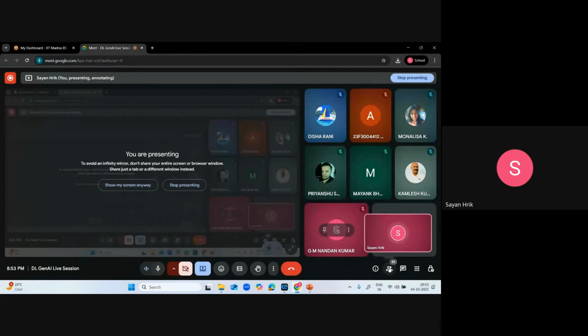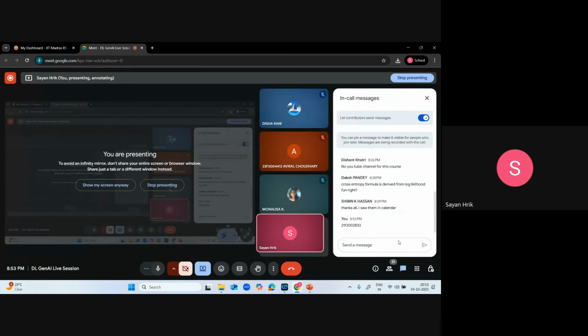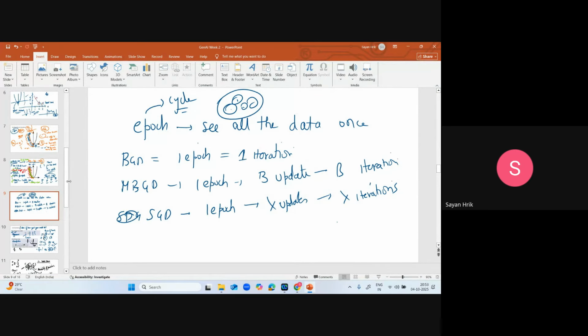So we have a little more to cover, so I'll be covering a little more as well. I was just saying that the gradient descent part is done. So we'll now cover the backprop one. Okay, so let's cover the next one.